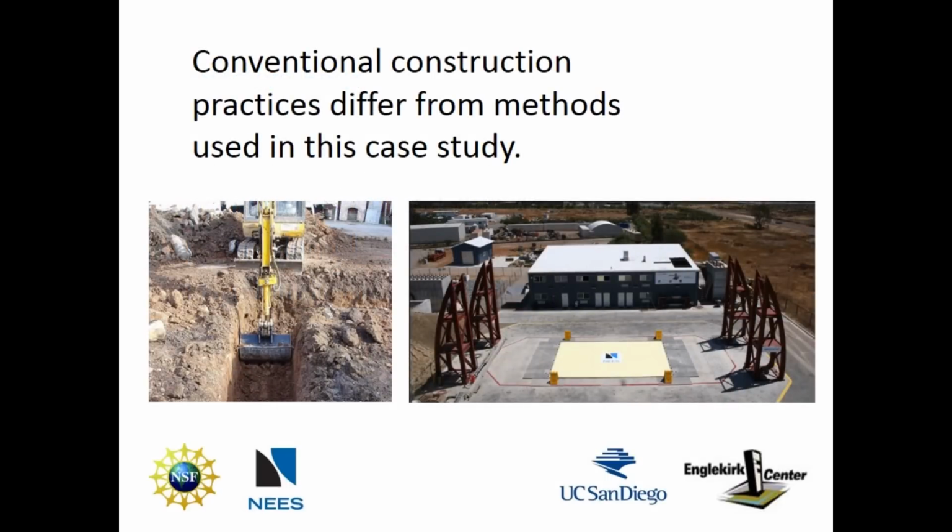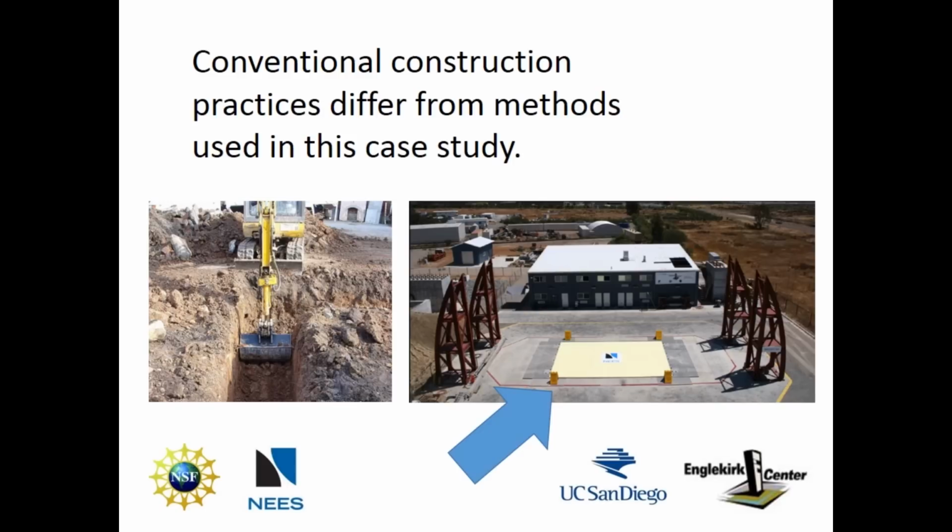Typical foundation structures are built below ground. Because this experiment was conducted on a shake table, the foundation was constructed above ground. Therefore, some differences from conventional foundation construction practices will be highlighted in this video. One of the most apparent differences between the 5-storey building case study and footing construction in conventional buildings is that the test building was constructed directly on a shake table, also called a steel platen, rather than on the ground.